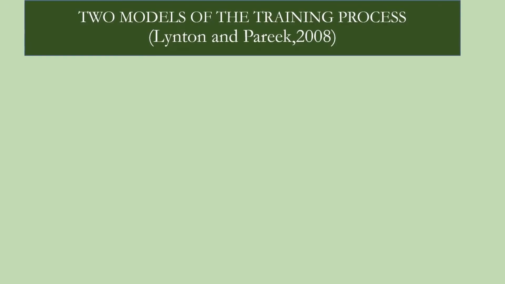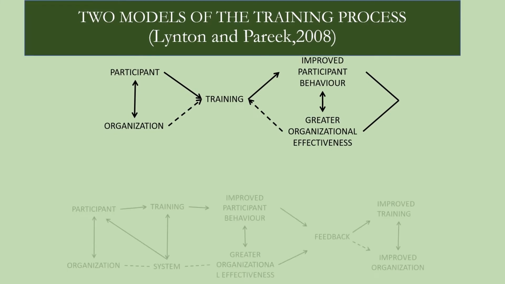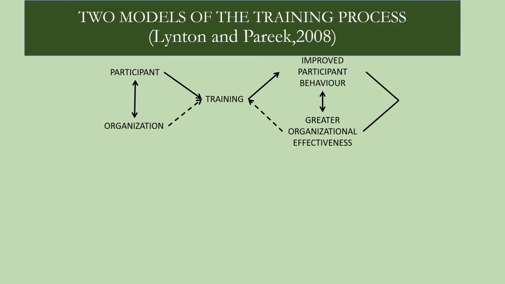I'll show you a figure now which will highlight two models of training process, which leads to improved participant behavior and greater organizational effectiveness post-training. The first is a very simple model. On the left, you see the participant and the organization. There's training, and both the participants' behavior and the organization's effectiveness is enhanced.